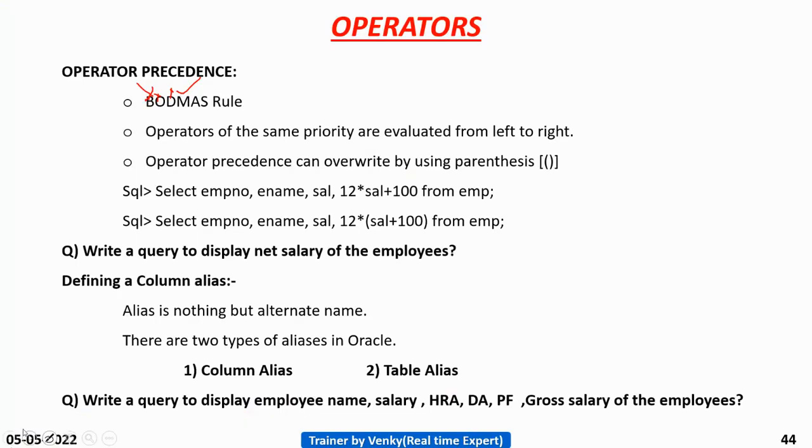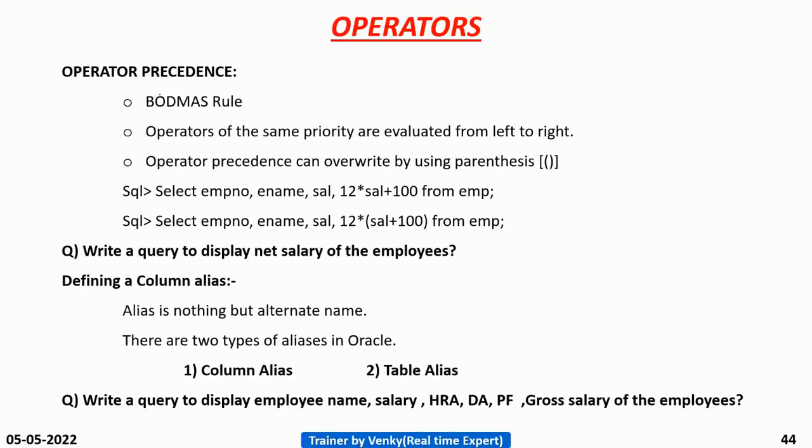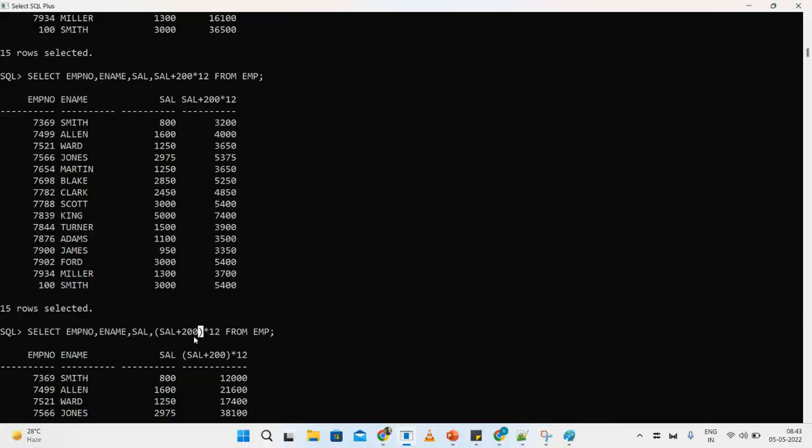In this case, first what it will perform is the bracket. Next, half, nothing; division, no. Next, multiplication. See, first it will perform the bracket, and within the bracket whatever is there it will perform. 800 plus 200 is 1000. Then 1000 into 12, that is 12,000. Clear guys?